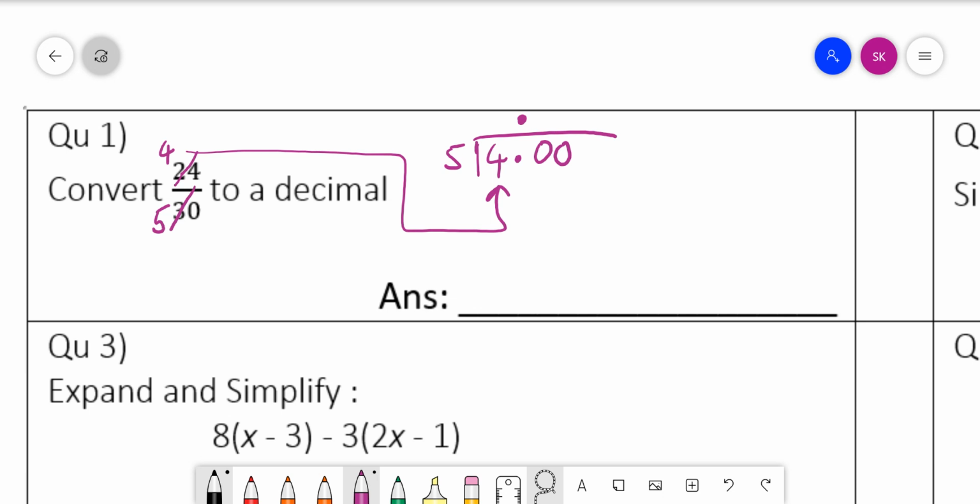5 goes into 4 0 times with a remainder of 4. 5 goes into 40 8 times with no remainders. How much easier was that? Because I made my life simple by simplifying first. If it wasn't clear that you should write that down in purple pen, write it down in purple pen.